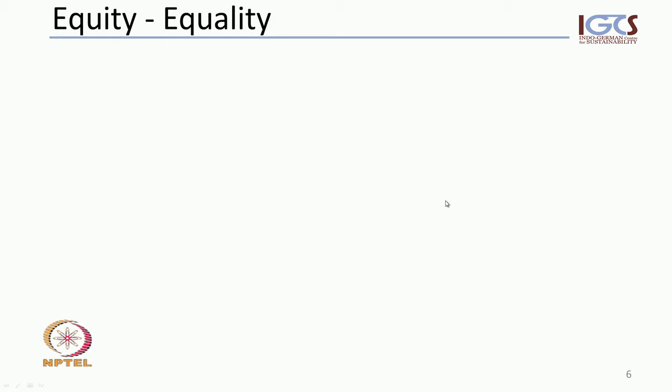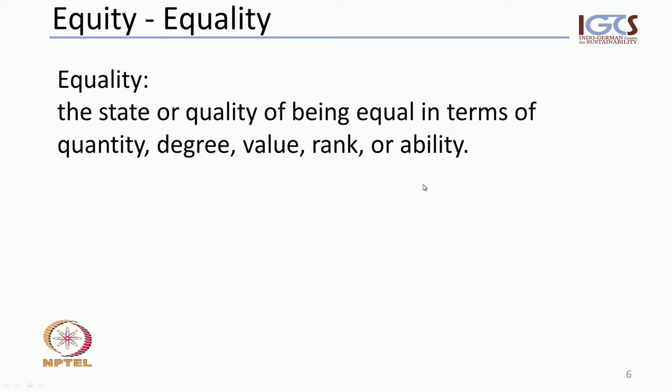Now let's briefly talk about the equity and equality issue. What we mean by equality is a state or quality of being equal in terms of quantity or degree in value, rank or ability. And this means equal, as the term says, equal on both sides. If we want to distribute water equally, it means that all of us get the same share, same amount of water, and the same quality at the same time, under the same financial conditions, for instance.